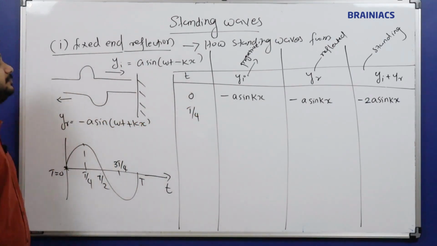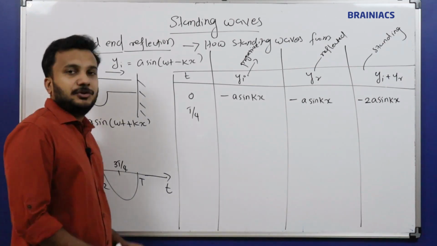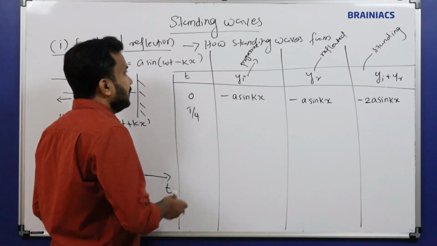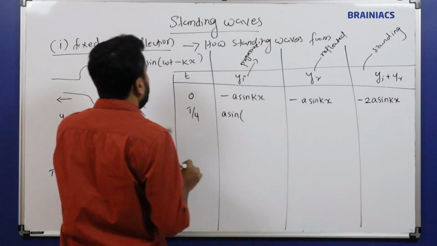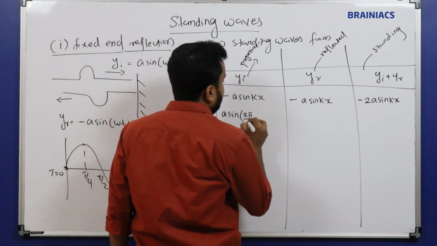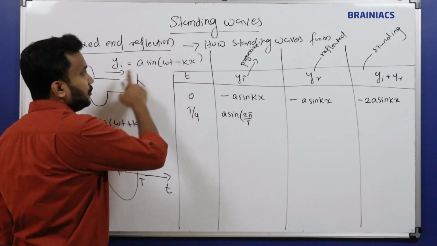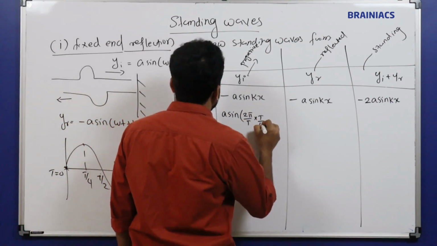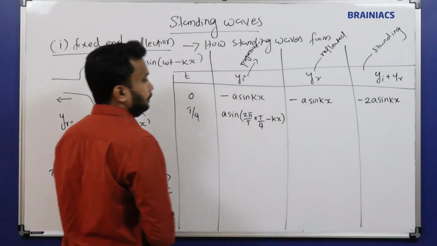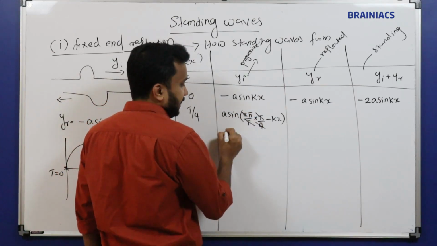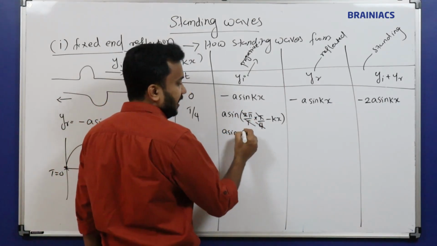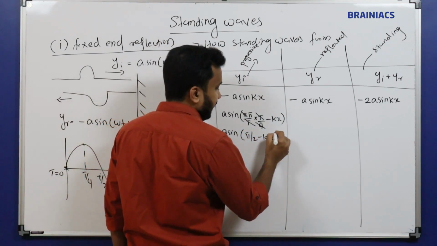So next point: we substitute t equal to T/4. Here omega t, I know the omega value. Omega is 2 pi divided by capital T. So let's substitute the values: a into sine of 2 pi divided by capital T into small t, where small t is T/4, minus kx. Let's simplify. Capital T cancels, 4 and 2 get cancelled. So we get a sine of pi/2 minus kx.